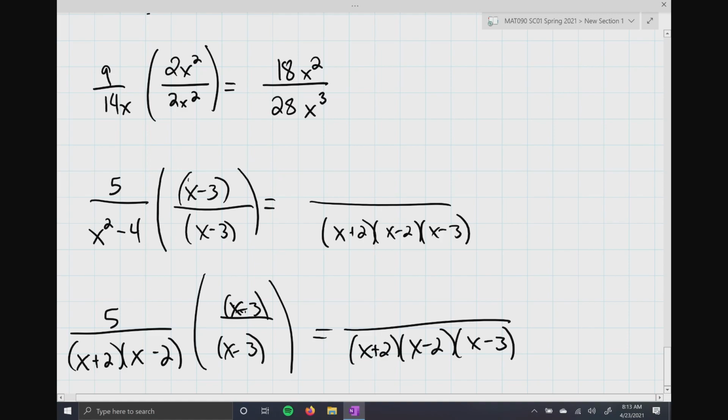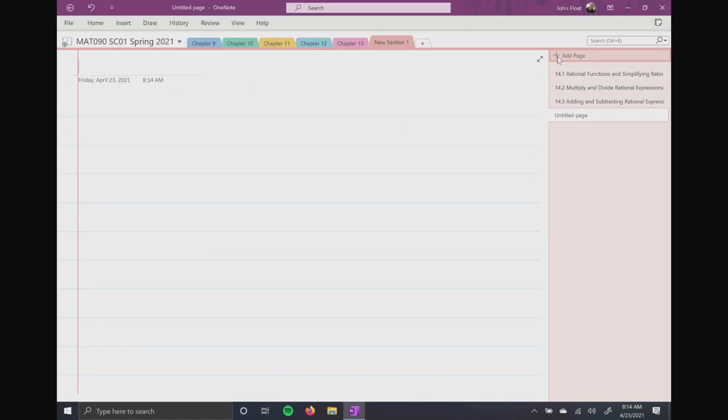14.3 is now done. Now we get to the fun part, which actually isn't that bad. 14.4. We're going to be adding and subtracting. Let me type this in. Adding and subtracting.